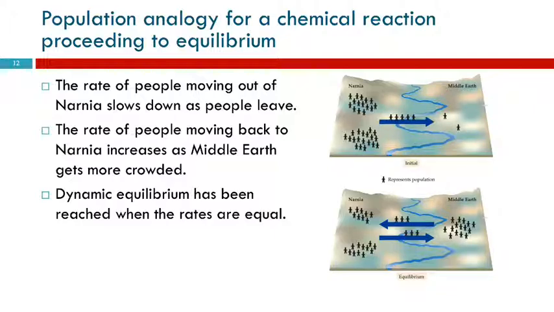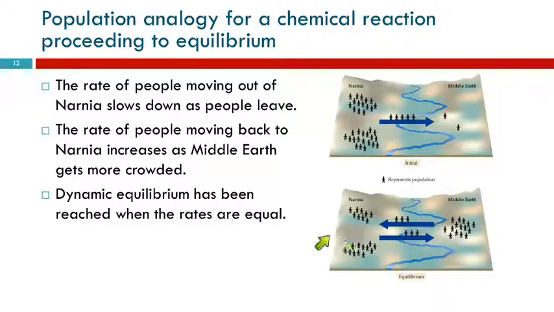So we can understand, I think, how the population here is not going to have the same number of people in Narnia as in Middle-earth. There's going to be some on both sides, but the relative numbers depend on some other factors, right? So in a dynamic equilibrium, we do not have the same number of molecules or reactants and products on each side. What we do have is an equal number of people moving to Middle-earth and the same number of people moving from Middle-earth to Narnia.